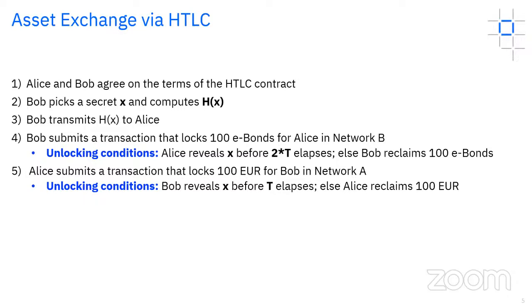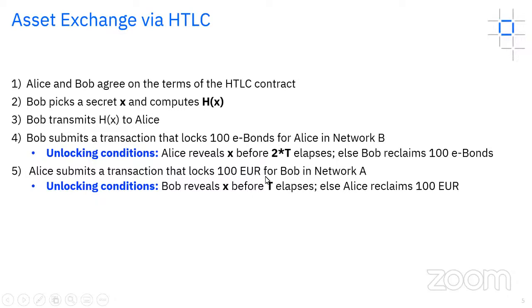So we could easily imagine that Bob reveals X right after T elapses. He wanted to claim, but for whatever reason the transaction was delayed, or he did not submit the transaction as early as possible. Bob would reveal X right after T elapses, and then he cannot claim, because the condition is that you have to submit it before the timeout elapses. But then Alice now has X, so she could claim the asset that Bob locked for her, especially if this timeout, the double T, has not elapsed.